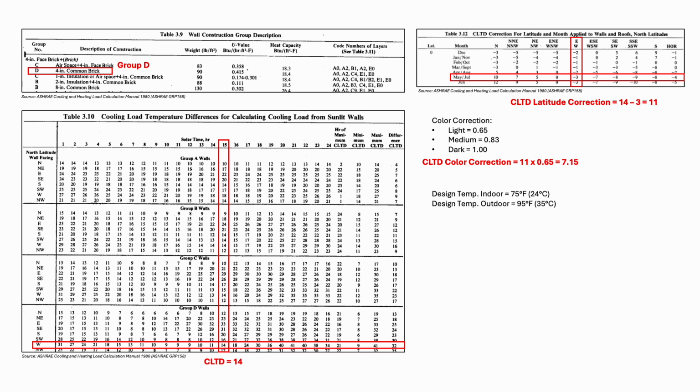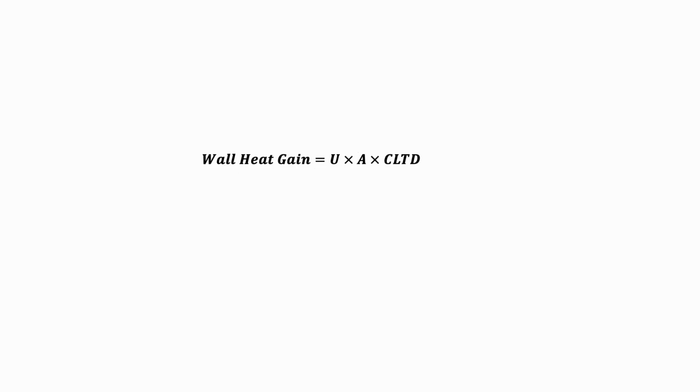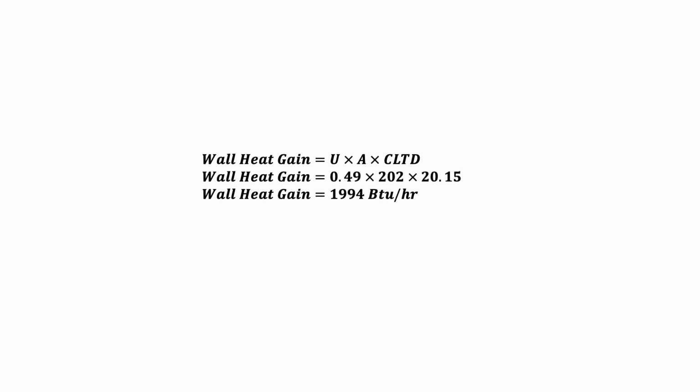Finally, based on our indoor and outdoor design temperature, we apply the correction factor using these two equations. With all that, our final CLTD value is 20.15. With the CLTD value, we can now put the numbers into an equation and we get about 2000 BTU per hour for the wall heat gain.